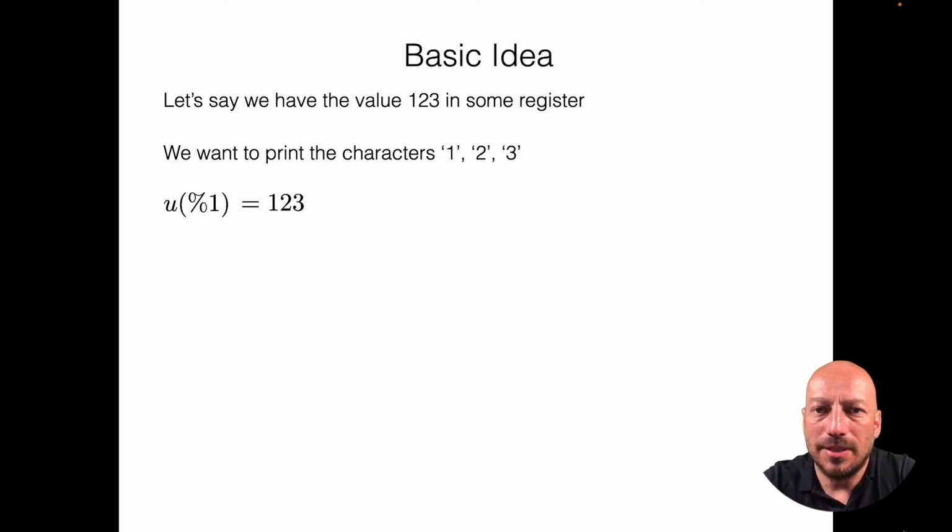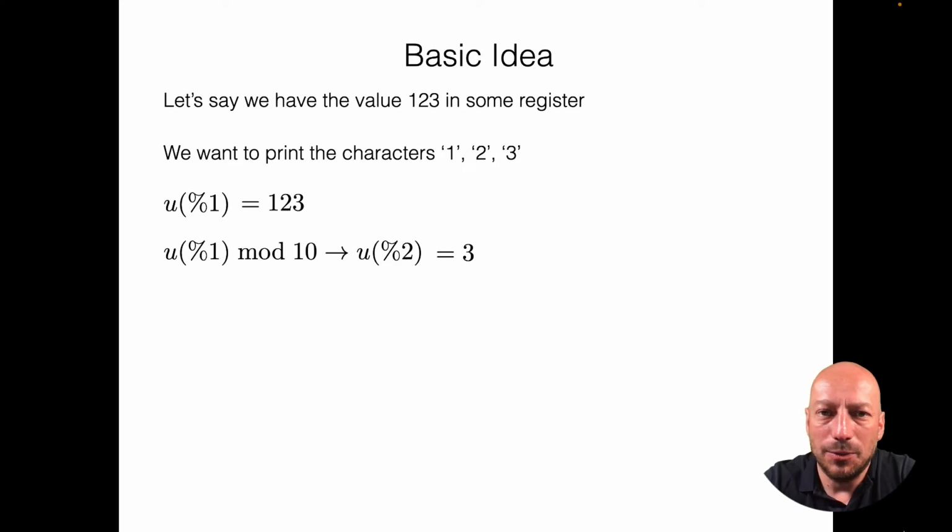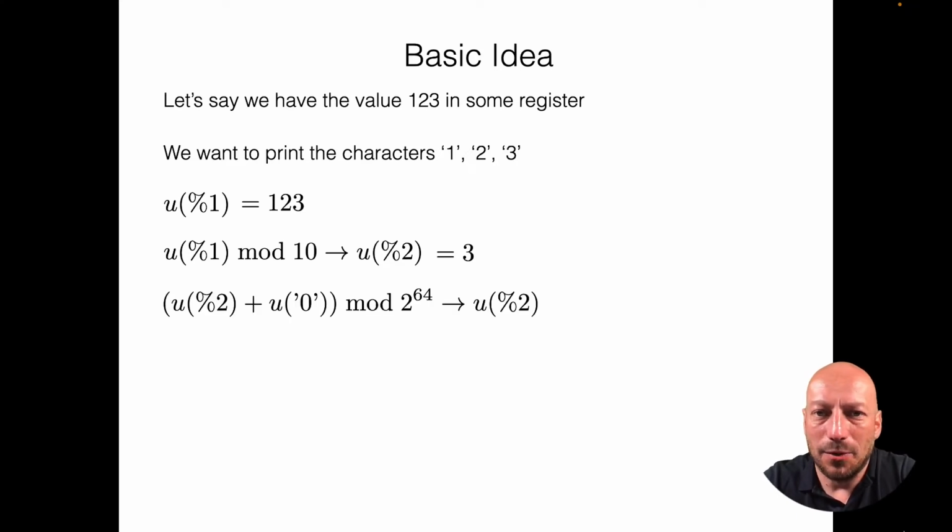And now I want to print out its single digits. For getting the last digit, I simply have to divide this by 10 and take the remainder. Then I already have the numerical value 3. And then in order to get its ASCII value, I just add the ASCII value of the character for 0. And after that, I can print out the last character. And then I will continue with 12.